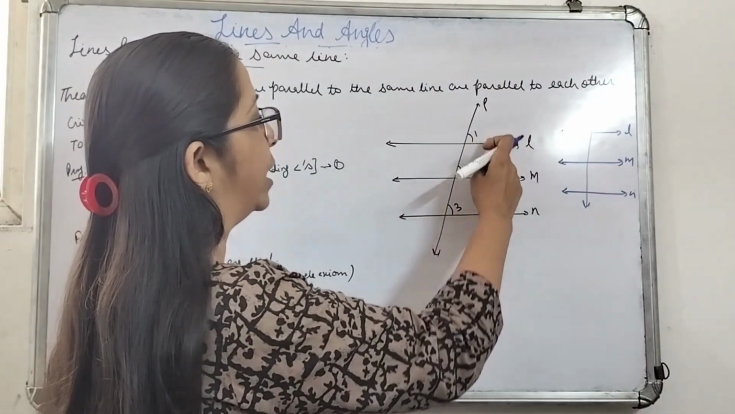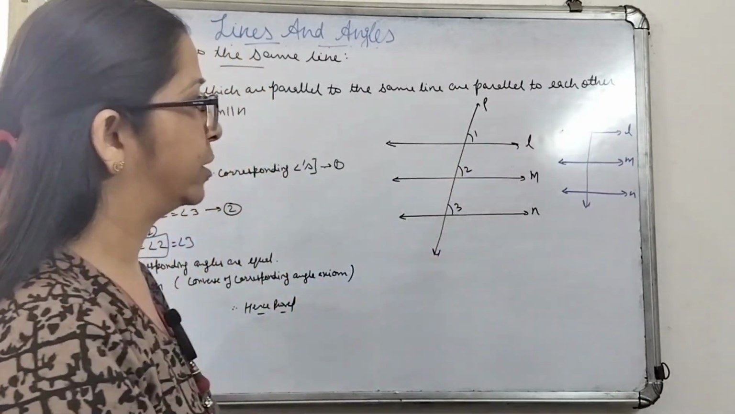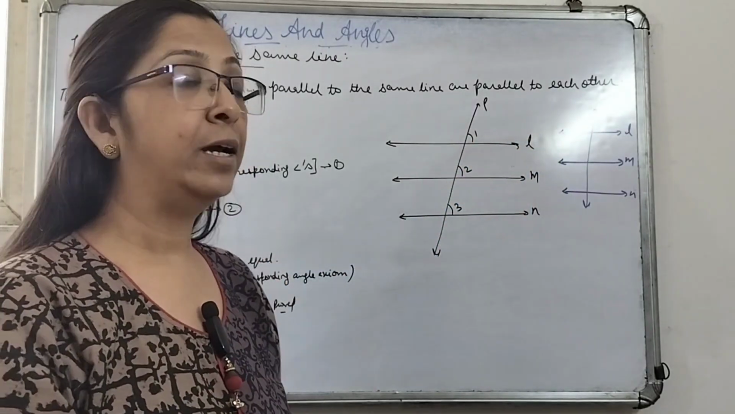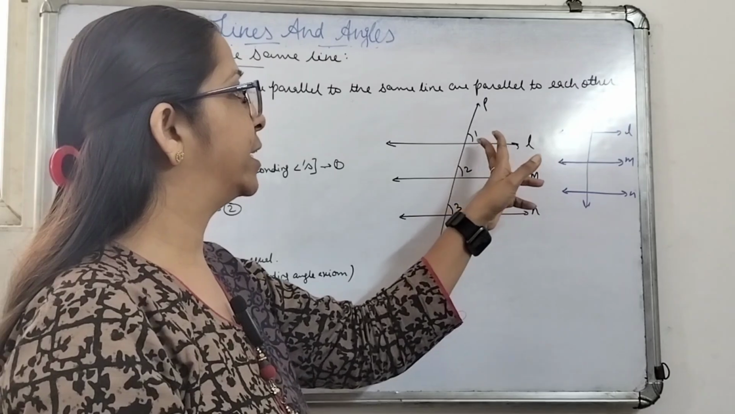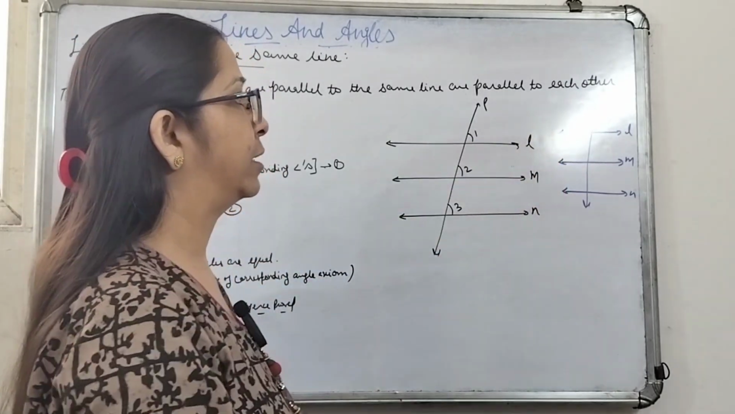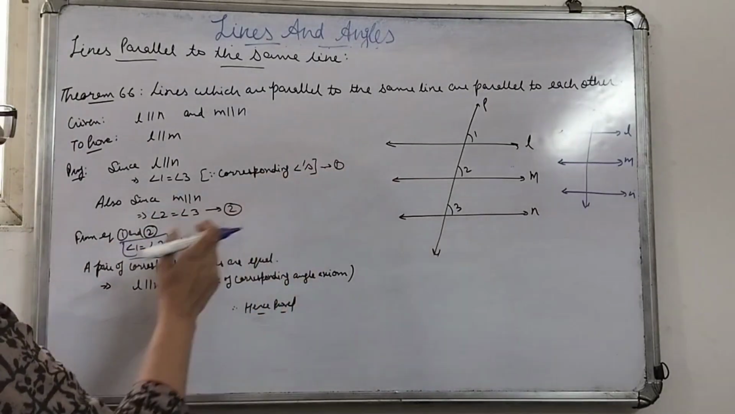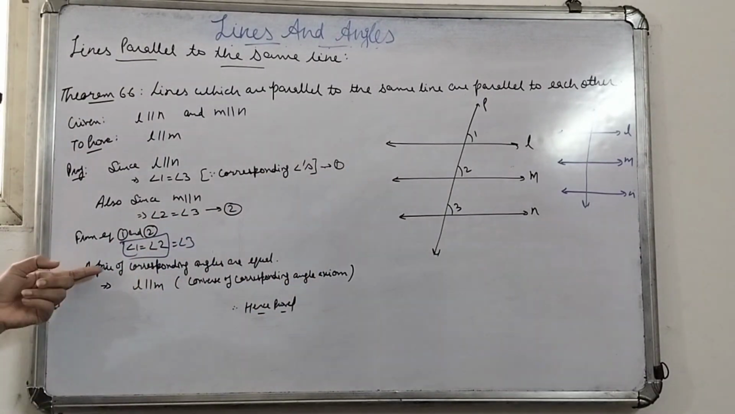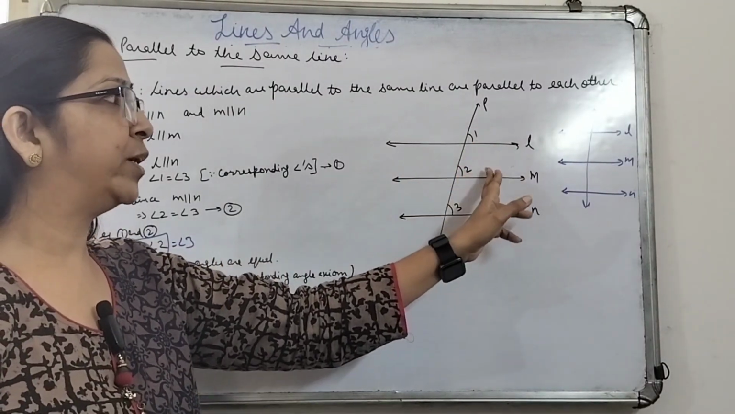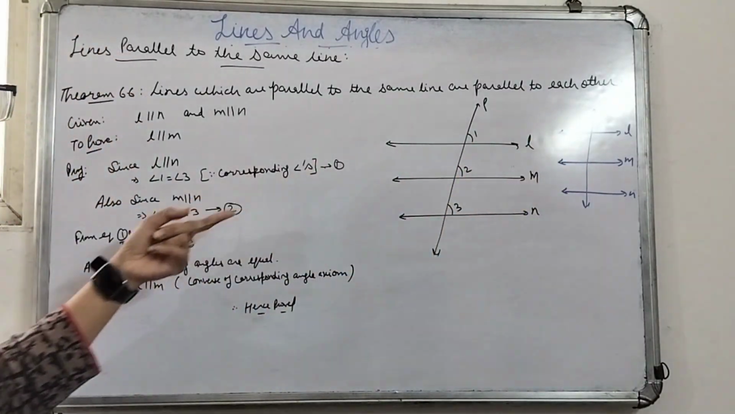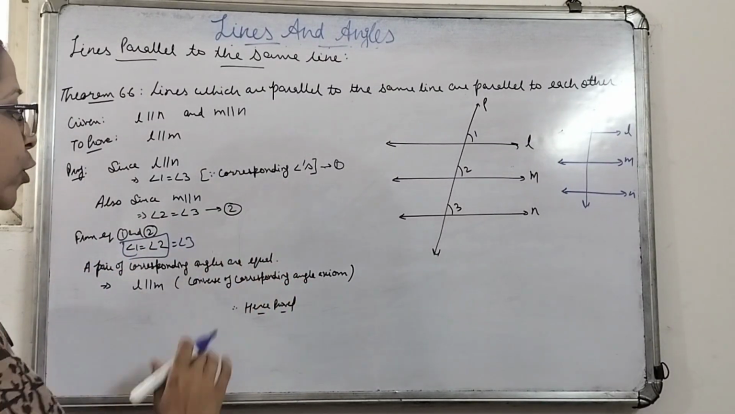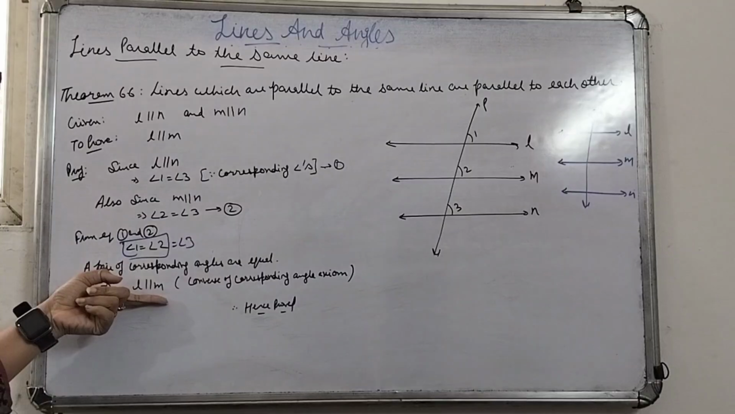And if angle 1 and angle 2 are equal to each other, then for these two lines, L and M, they are corresponding angles, and we know that if in any two lines corresponding angles are equal, then the lines are parallel. So we have just now proved that angle 1 is equivalent to angle 2, and that simply means the pair of corresponding angles are equal because they are corresponding angles for the lines L and M. So we have just now proved that the pair of corresponding angles are equal, and we know that if corresponding angles are equal, lines will be parallel.